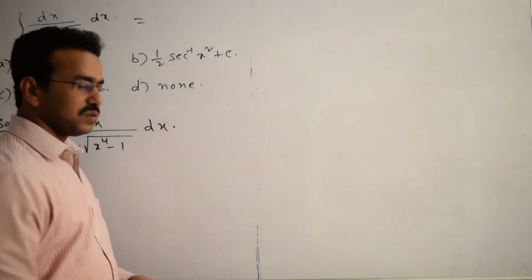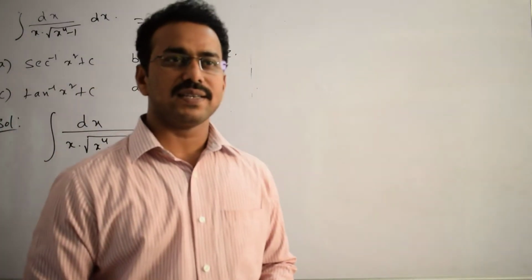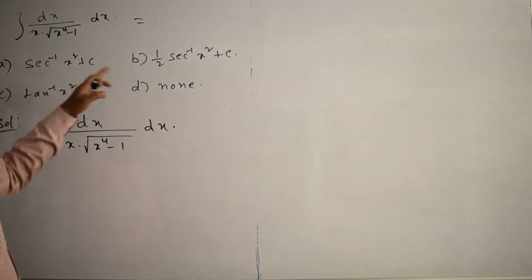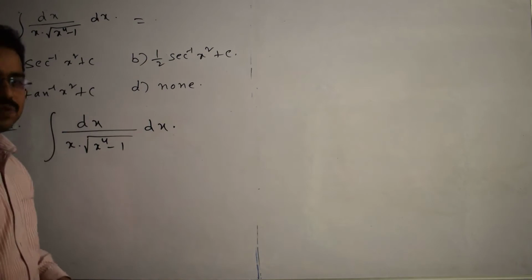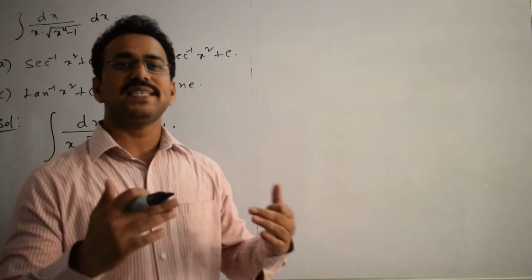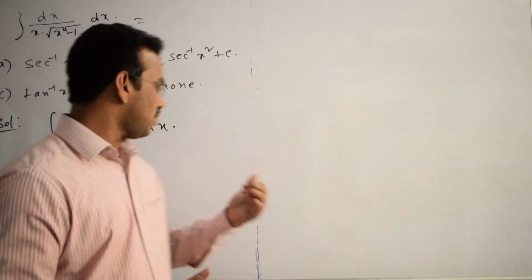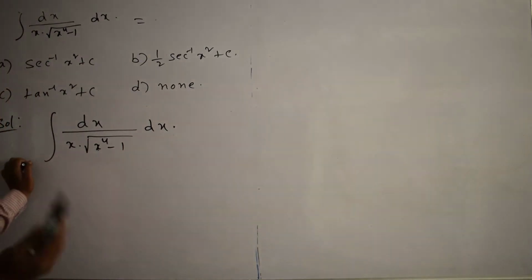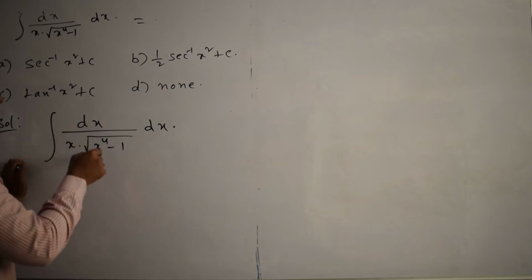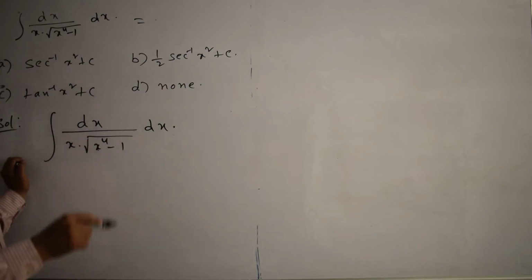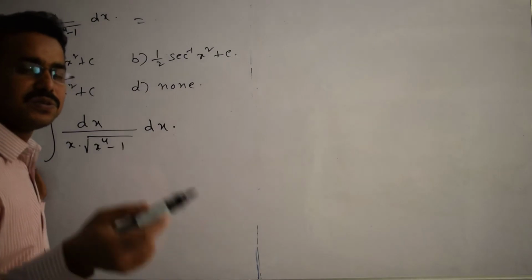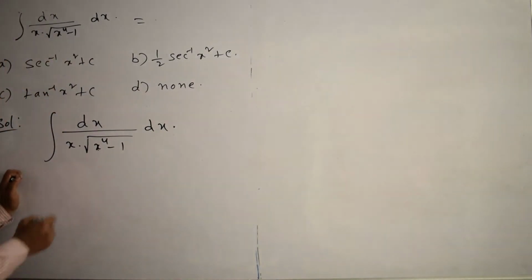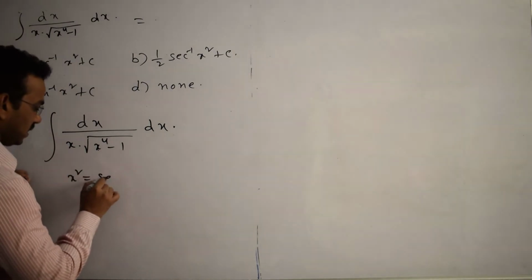Before going to substitution in competitive exams, first let us observe the options also. If I observe the options, there is a secant, tan is there. It would be better to substitute x equal to secant or tan. Now I am going to take x square equal to secant theta, so that it becomes secant square theta minus 1. Square root of secant square theta minus 1 equals square root of tan square theta, which equals tan theta simply. So let me substitute x square equals secant theta.